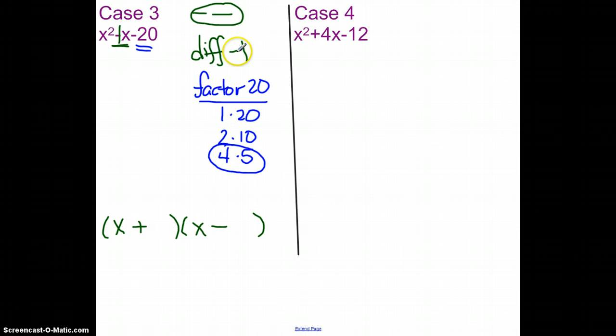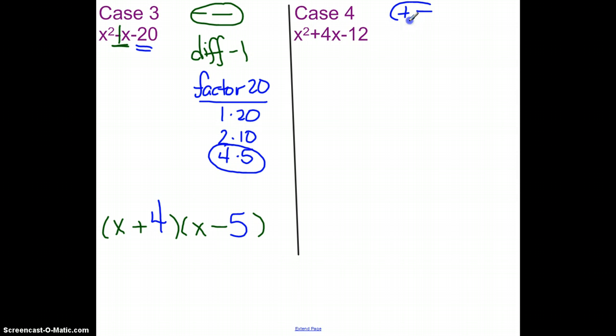Now if I want this to be a negative difference, that means the bigger number, which happens to be 5 here, has to go in the negative spot. And 4 would go on the plus. In other words, negative 5 plus positive 4 is going to be negative 1, which will give me the right difference. Okay, let's go to the next one.